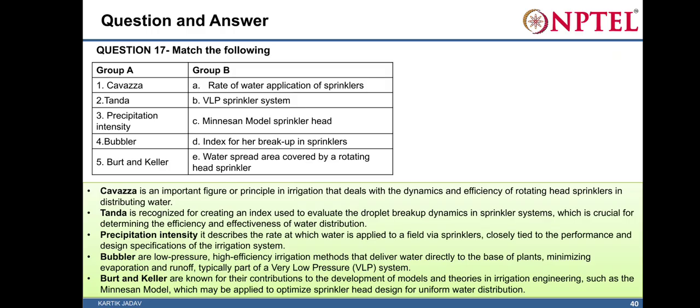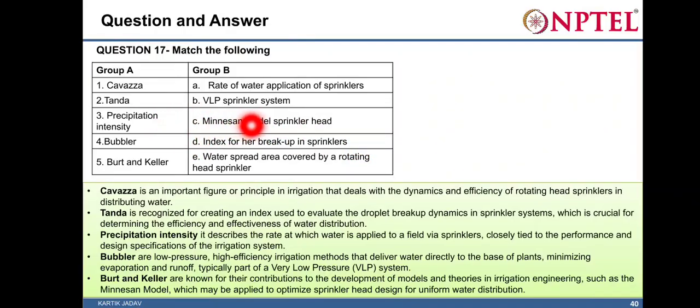Question number 17. So we need to match this with this. So the Kawasa formula, we know that the Kawasa formula is what we use for dealing with the efficiency of the rotating head sprinkler in distributing water. And Tanda is recognized for creating an index used to evaluate the drop breakup in a sprinkler. It is related to option D.